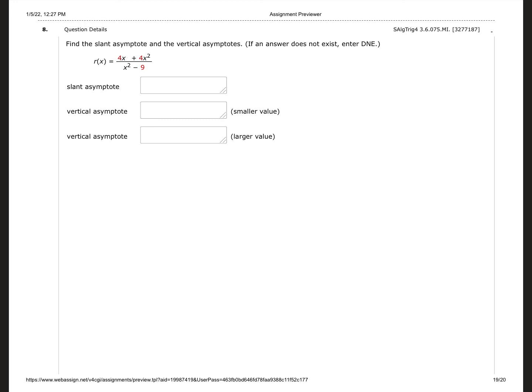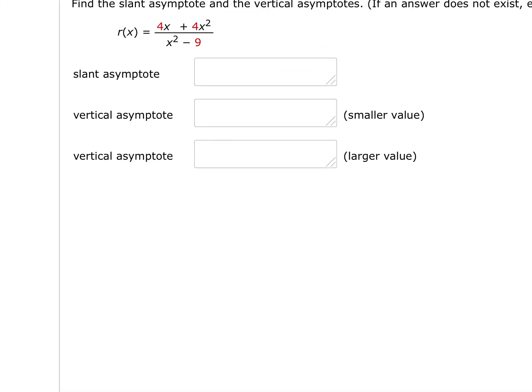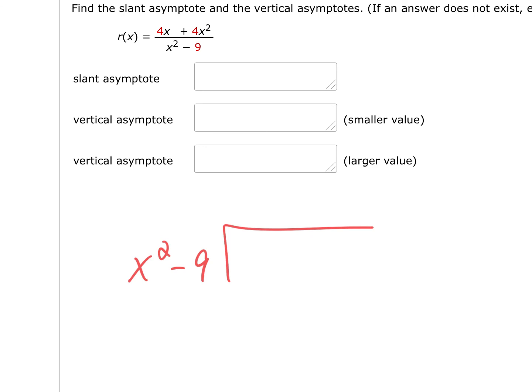All right, I'm going to find the slant asymptote. So I do long division, right? So x squared minus 9 goes on the outside, and on the inside goes 4x plus 4x squared, right? No. It's not going to work. Don't you have to switch the order of the 4x squared? Yes, ma'am. We need to switch the order for a couple reasons.